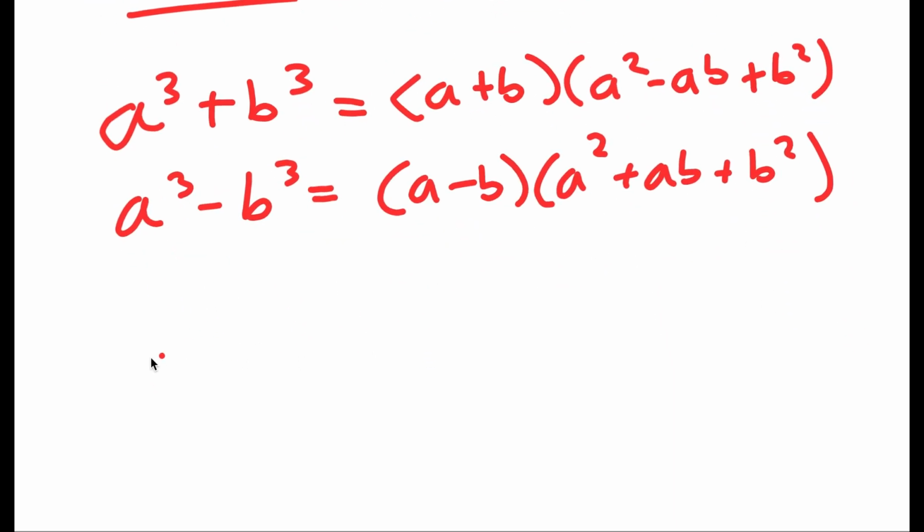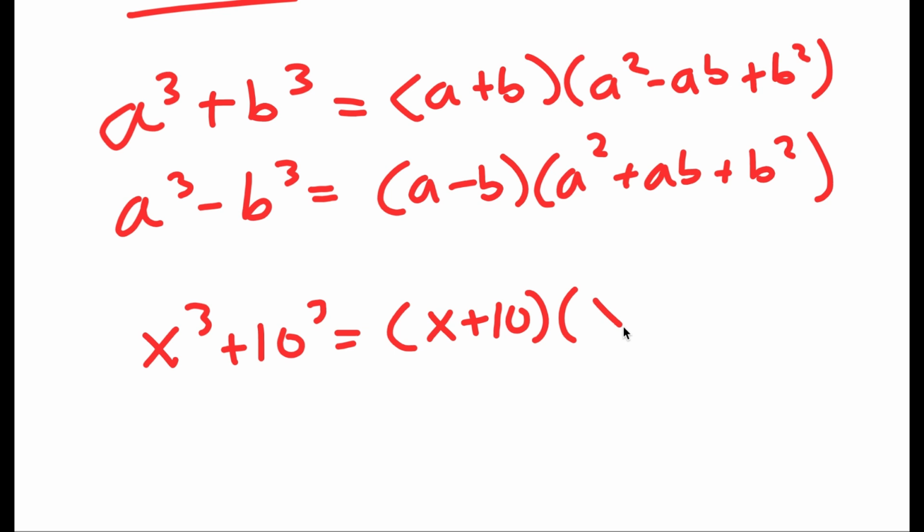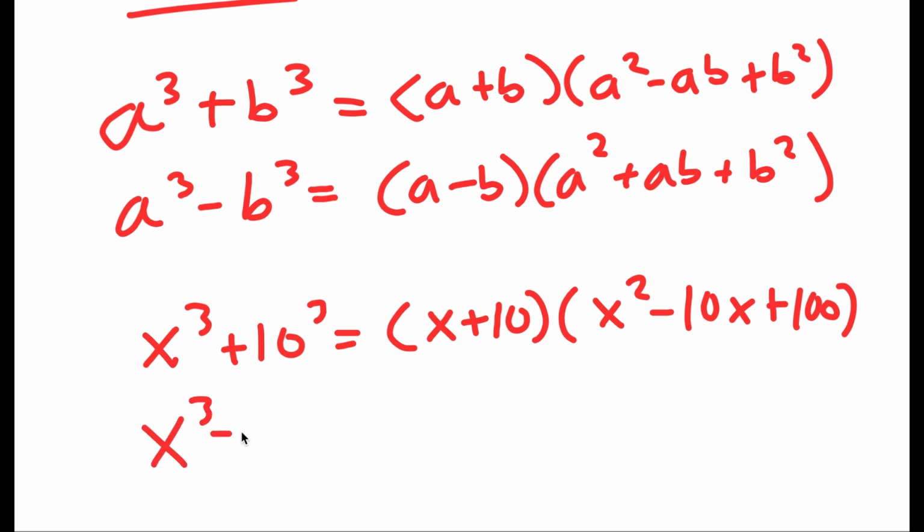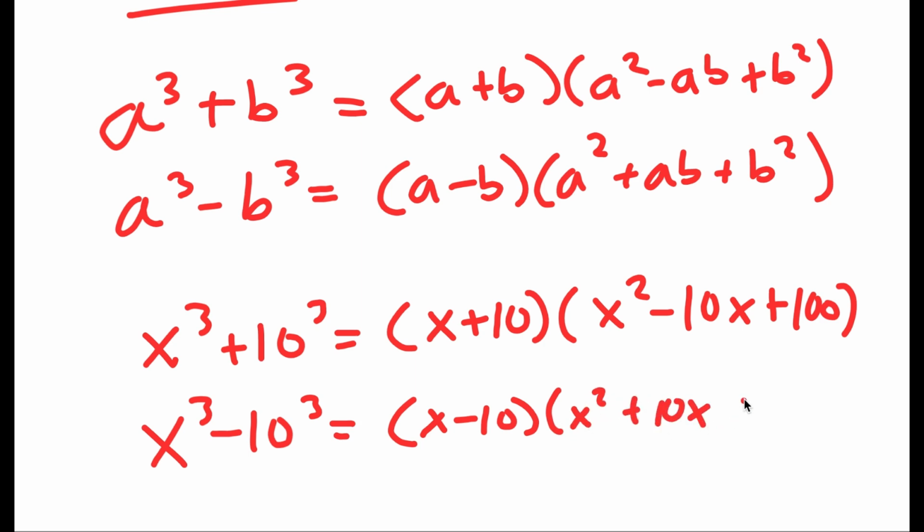So this means that x to the power of 3 plus 10 to the power of 3 turns into x plus 10 times x squared minus 10x plus 10 squared, which is 100. And x to the power of 3 minus 10 to the power of 3 turns into x minus 10 times x squared plus 10x plus 100.